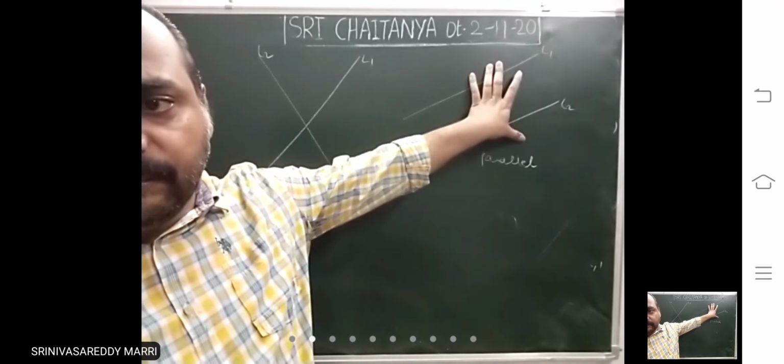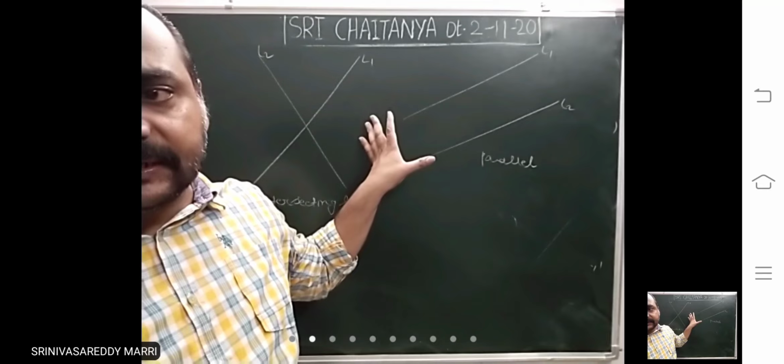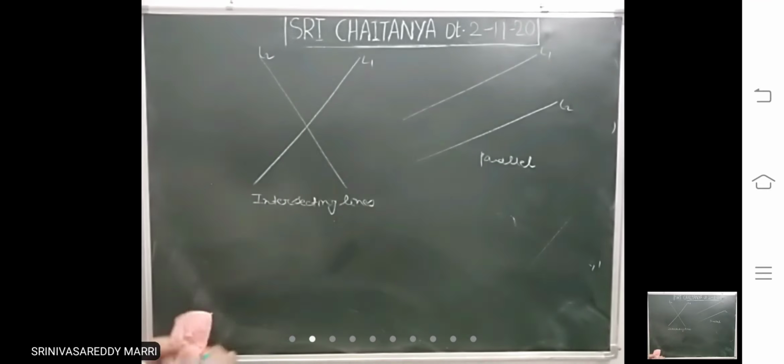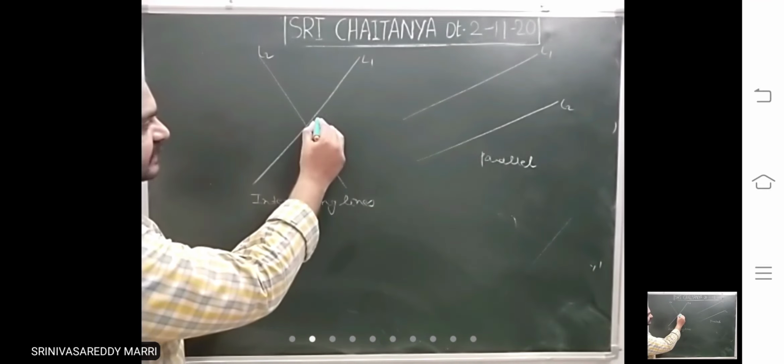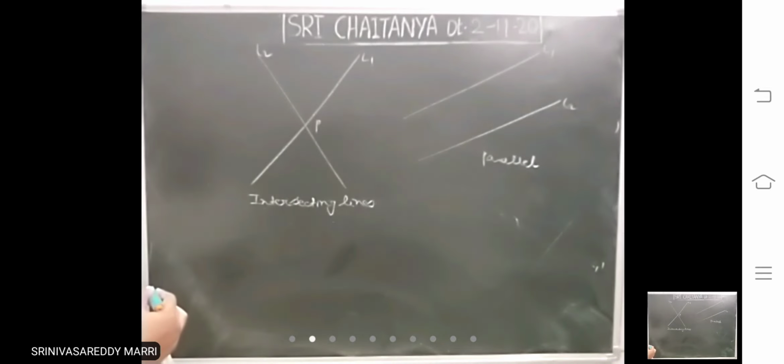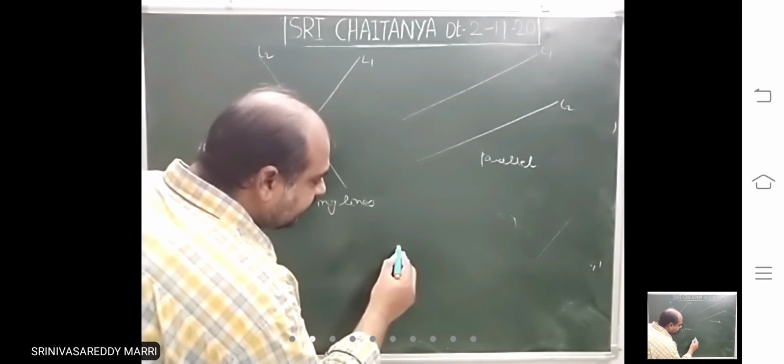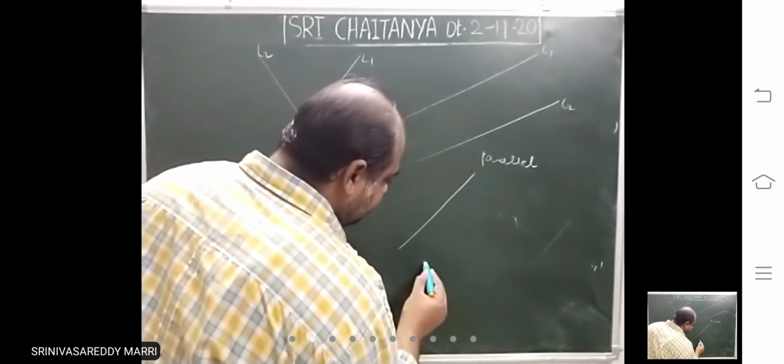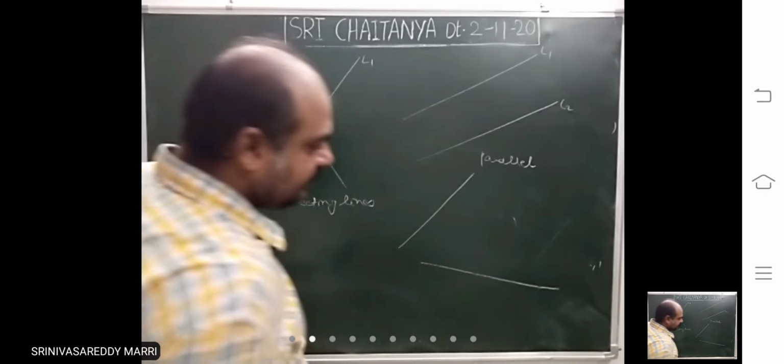If they are parallel, they will be like this. If they are intersecting, they will be like this. Look at it. If they intersect each other, it is called the point of intersection. Suppose they do not intersect.